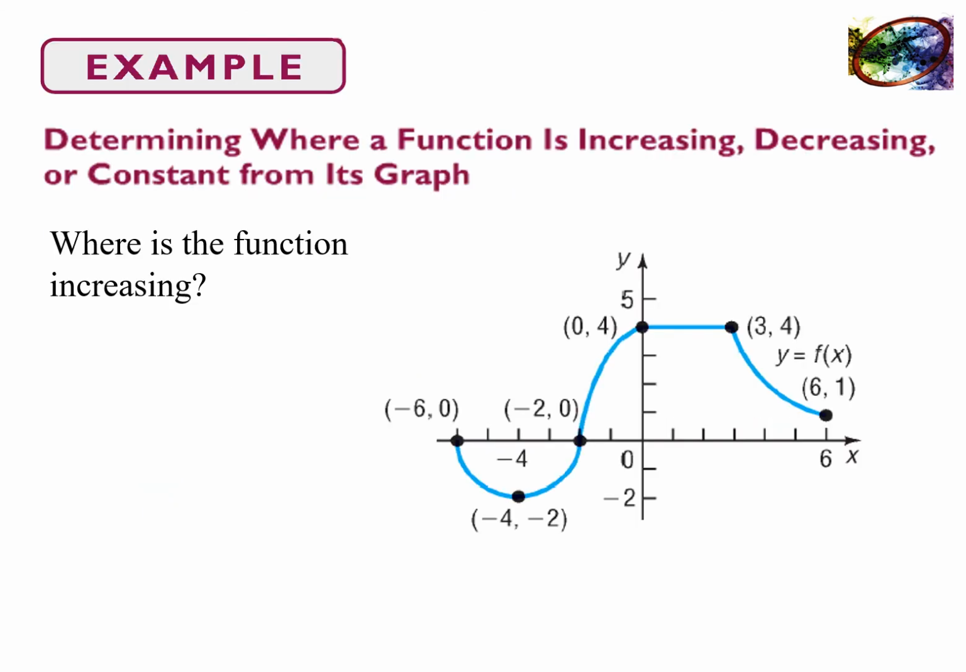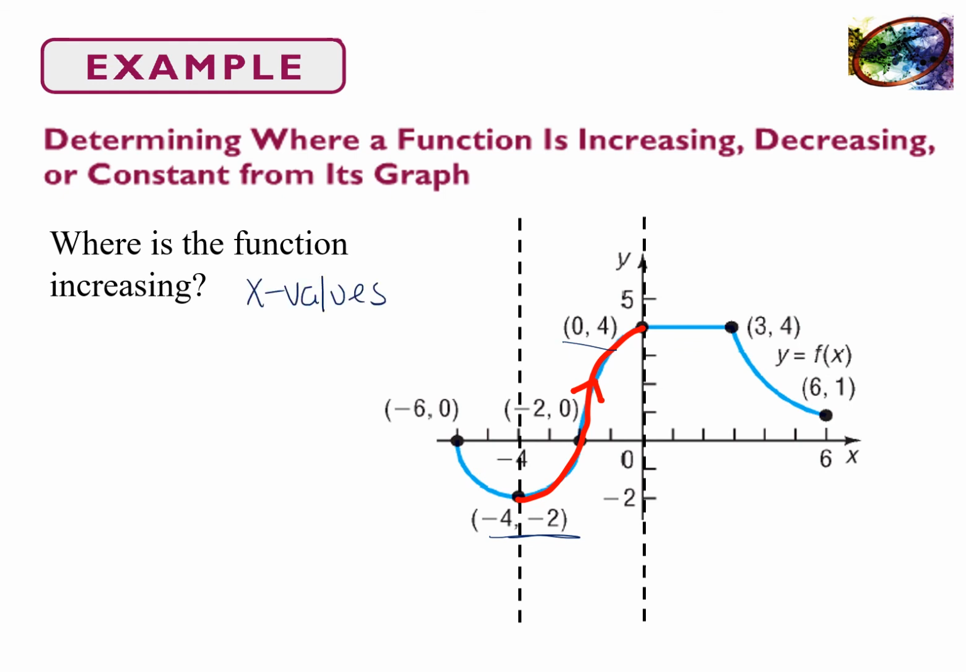Okay, so for this one, the function is going to be increasing whenever it's going up, and we don't say it's increasing between two ordered pairs. We're only looking for the x values. For what x values is the function increasing? So it's going to be increasing between -4 and 0 for the x values.